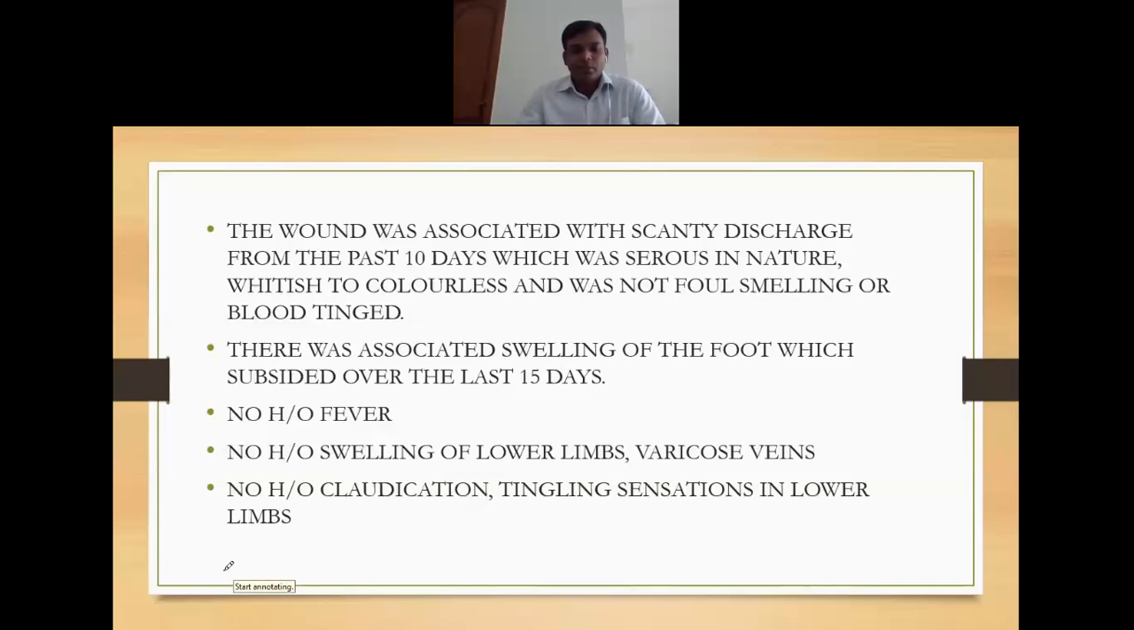So again you have told there is an associated swelling of the foot. You want to tell there is a swelling of the foot. Fine. Till where? Till the knee joint or the ankle joint? Is it the swelling of the ankles only, the foot, or the leg?